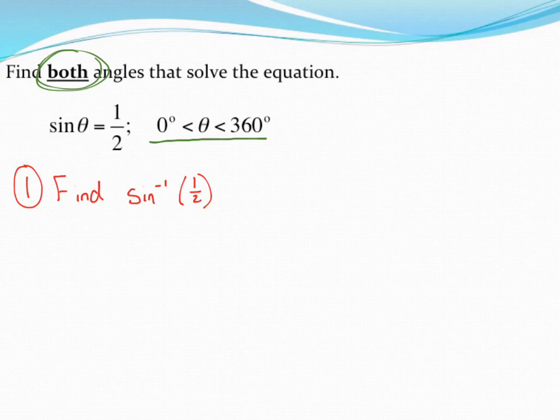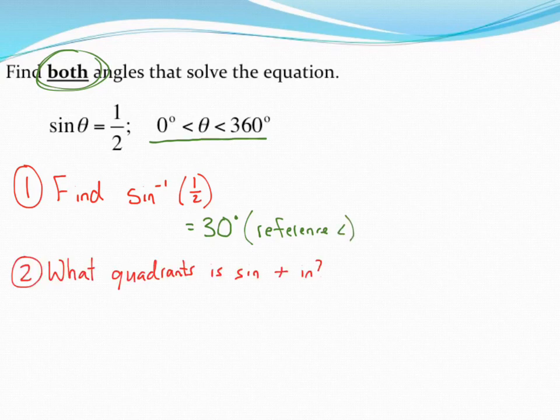My first step is just normal: let's find the inverse sine of 1/2 to find out what theta is going to be. Using my calculator, I see that the inverse sine of 1/2 comes out to be 30 degrees. That may or may not be one of your answers. Really, it's best to think of this as a reference angle. Once we know that reference angle, our next question is, what quadrants is sine positive in?